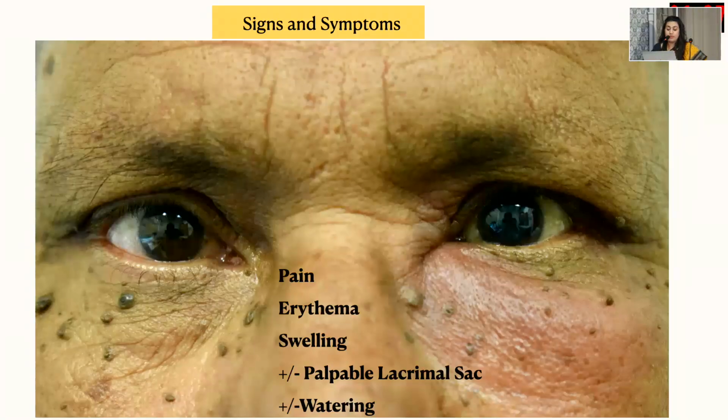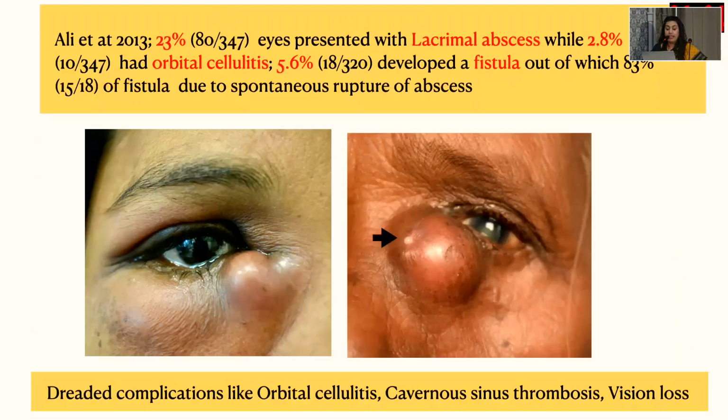Common signs and symptoms we all know. There would be redness, tenderness, there can be sac swelling palpable around this area, usually below the medial canthal tendon. There can be watering associated with it. And if left untreated, it can eventually lead to abscess formation, orbital cellulitis, fistula, rupture of fistulas, and cavernous sinus thrombosis in a very rare scenario, but yes, a dreaded complication which we all know.